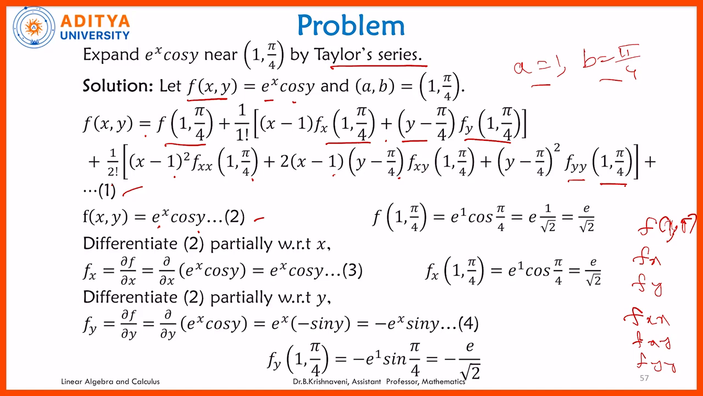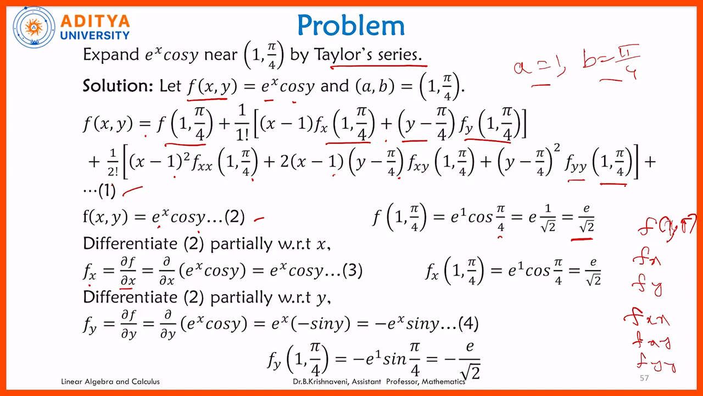So, then f of (1, π/4) is equal to e^1 into cos(π/4), which is equal to e into cos(π/4), whose value is 1 by root 2, that is equal to e by root 2. So, now differentiate equation 2 with respect to x, which gives fx.